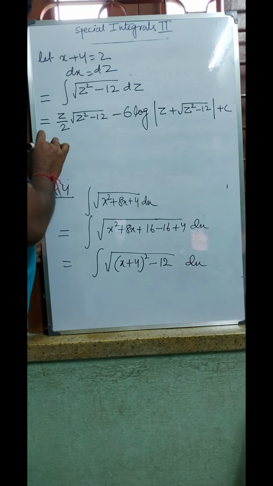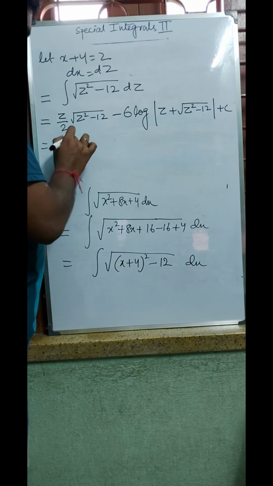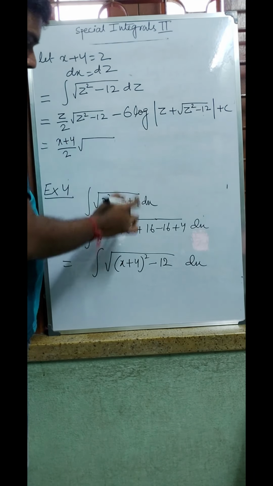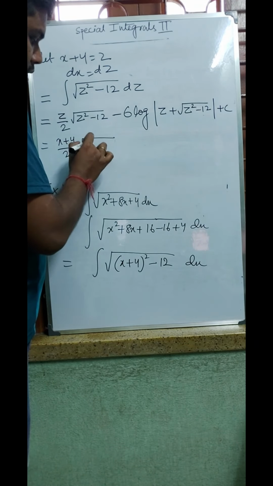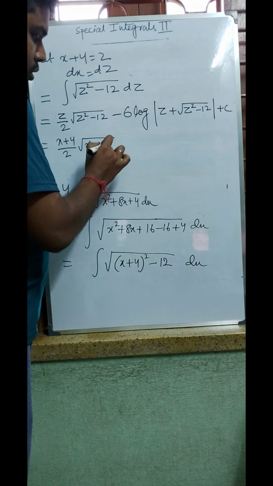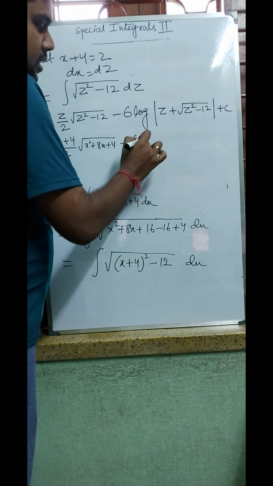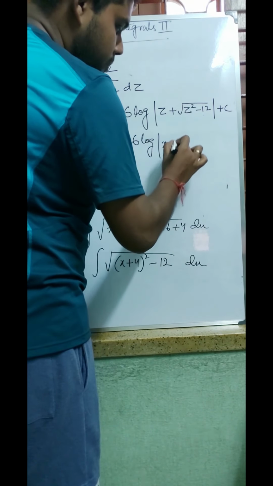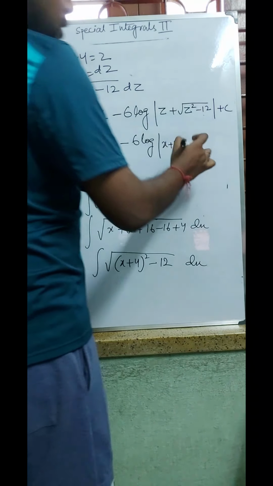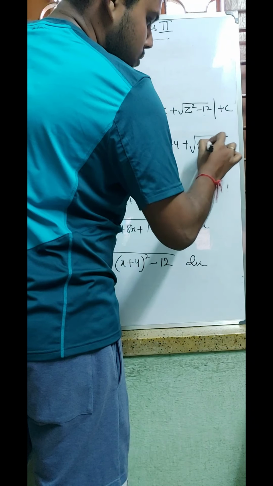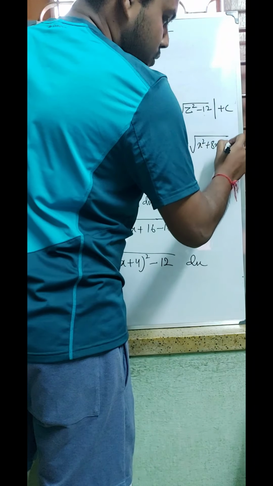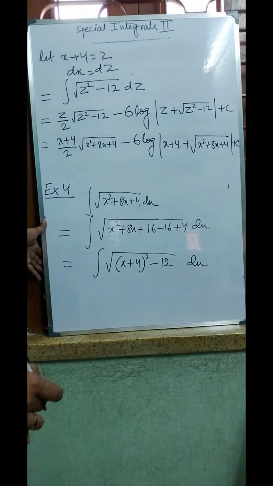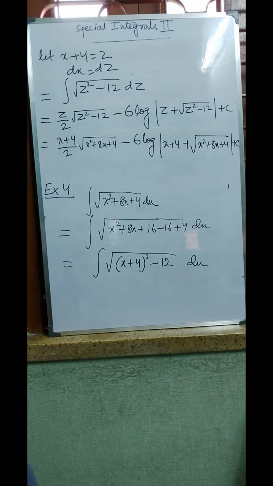Now let us replace everything back. So x plus 4 by 2 under root. Now what was z square minus 12? z square minus 12 was this original thing. So therefore x square plus 8x plus 4 minus 6 log of, what is z? z is x plus 4, plus z square minus 12 was the original thing, that is x square plus 8x plus 4, plus c. Right? So this is your problem. This is basically your problem.